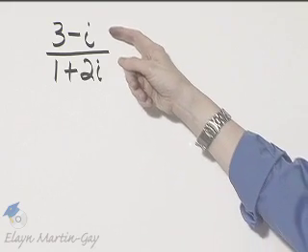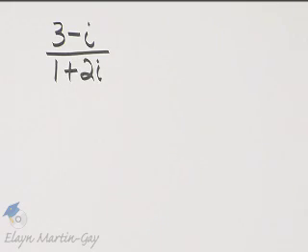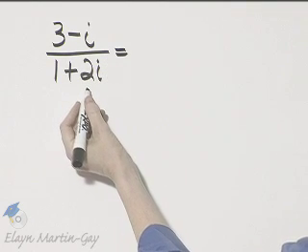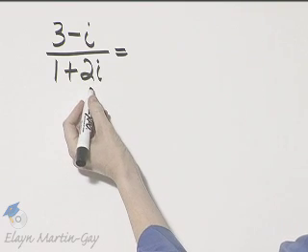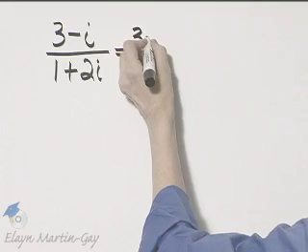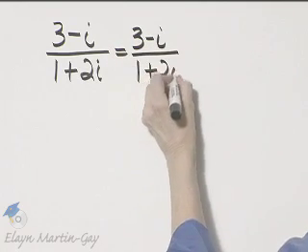We can think of this as dividing two complex numbers, and I want to divide these two complex numbers and write the answer, or the quotient, in the form a plus bi. To do so, I'm going to multiply the numerator and denominator by the conjugate of the denominator so that the denominator becomes a real number. Let's see what happens. I have 3 minus i over 1 plus 2i.